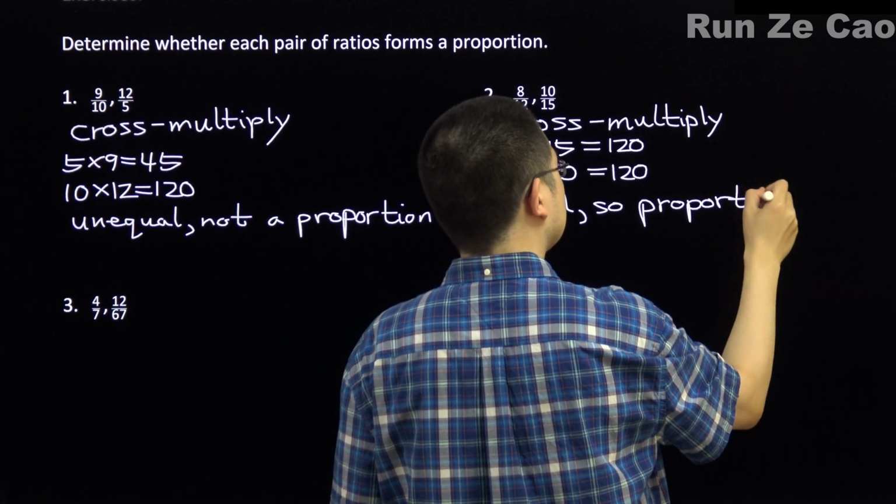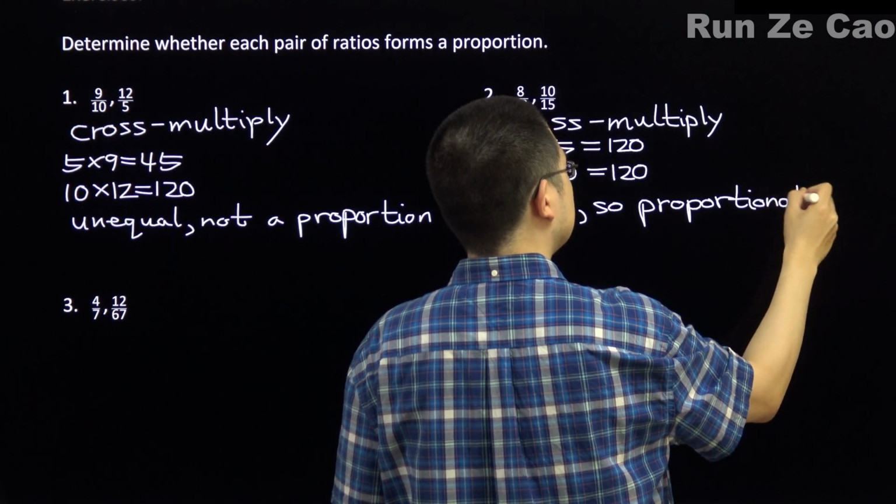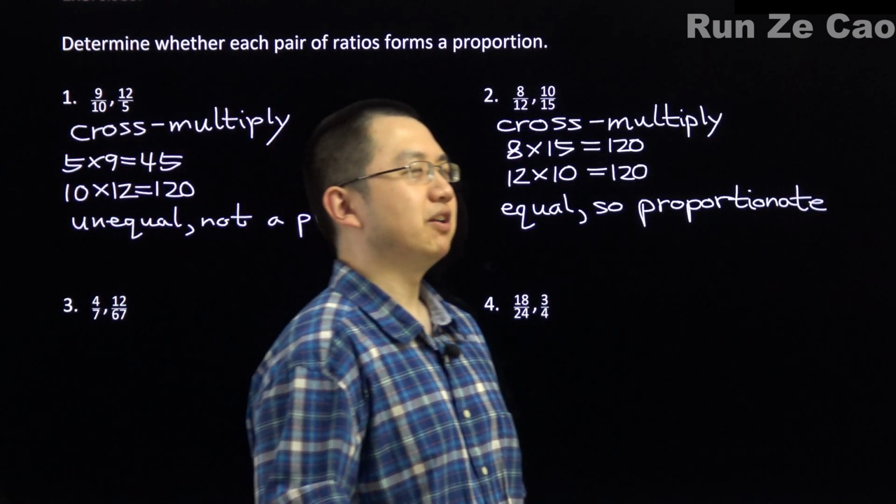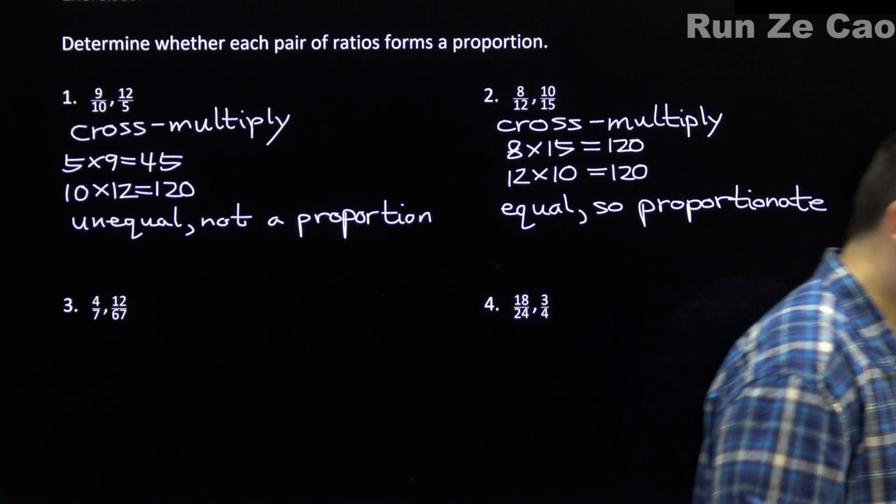Perhaps "thus" would have been better there, because "so proportionate" sounds, I don't know, kind of sarcastic or something.